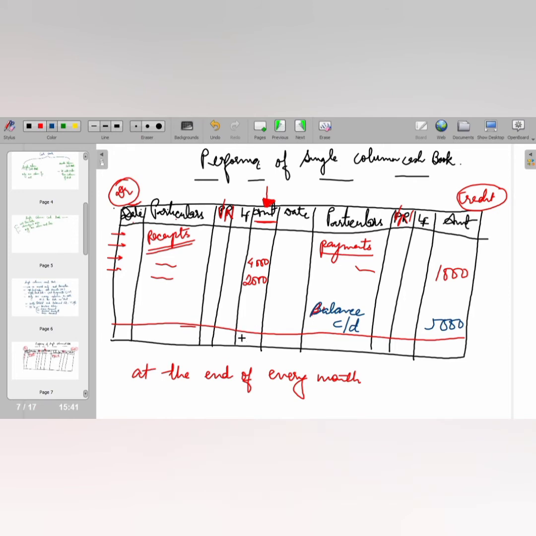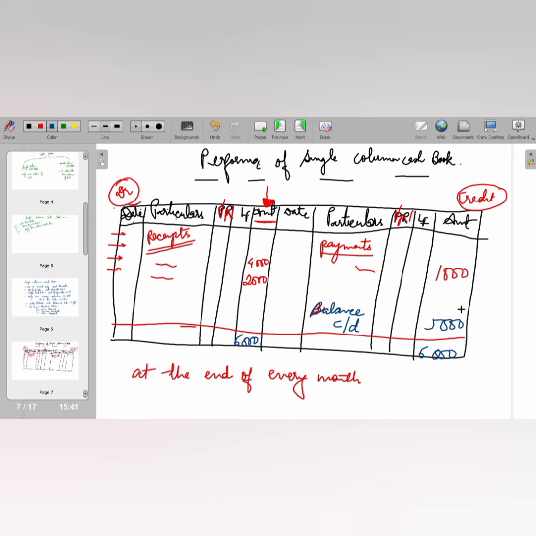Fine. At the last we will write here 6,000, and now we will total. See, now we are balancing both the sides. You have to note one thing. The receipt side will never be less than the payment side, because we cannot make payments more than the receipts.